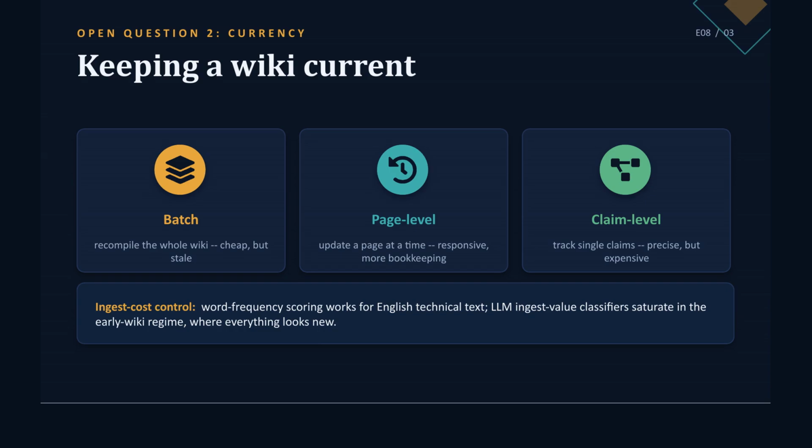And underneath sits a cost problem: which incoming material is even worth ingesting? A simple word frequency score works well for English technical text. But the moment you ask a language model to judge ingest value, it saturates. In the early life of a wiki, when the page count is low, almost everything looks new and important. Learning to budget attention as a wiki matures is wide open.